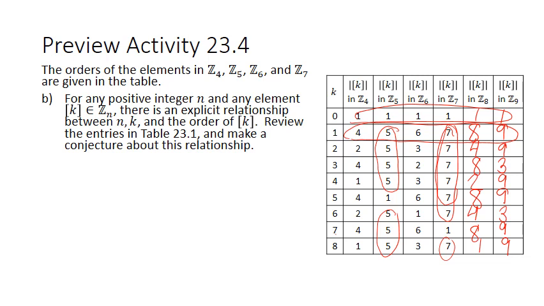Another thing you might note in the column for Z9 is that only 3 and 6 are the elements that don't have an order of 9, aside from the identity element, of course. And 3 and 6 are also the elements that are not relatively prime to 9. In other words, they share a factor with 9. So I'll let you think about that a little bit, and then we will actually give the explicit formula later on in the lesson.